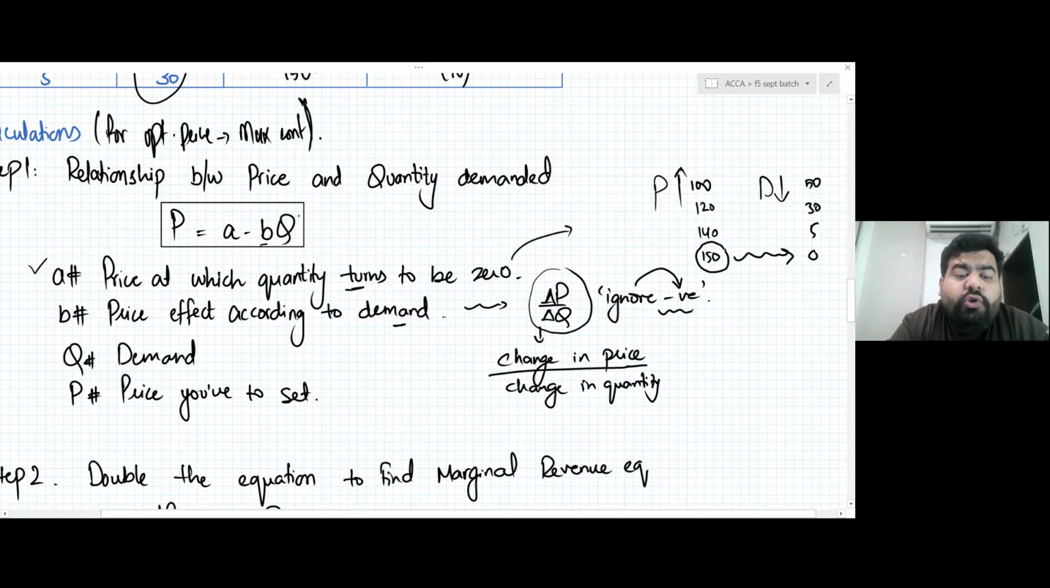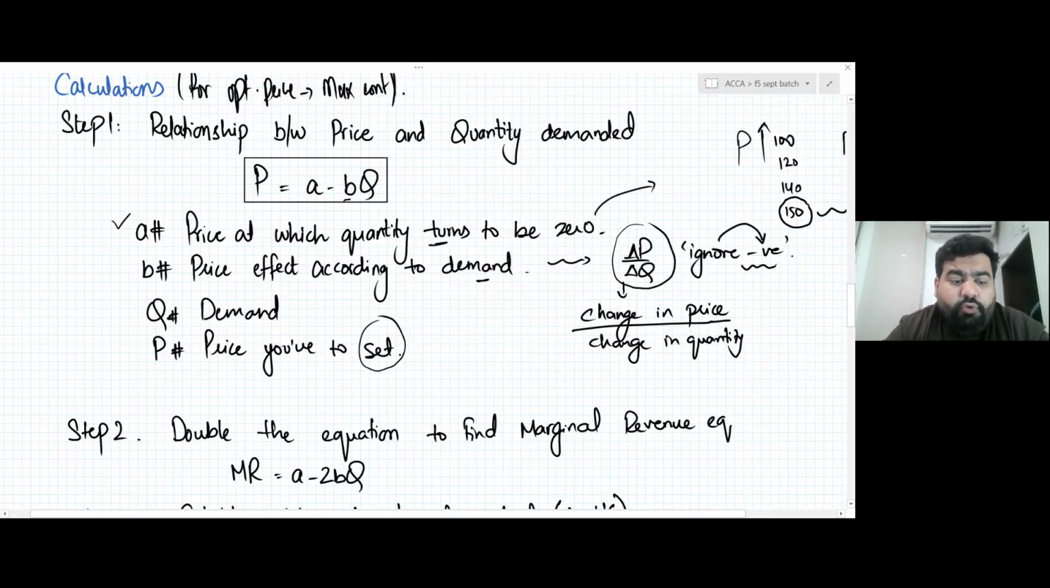After that, Q is basically demand, the number of units we want to sell, or the number of customers to whom we want to sell. And P is the price you have to set. So completing all of them, P is equal to A minus BQ is the basic price and quantity relationship.